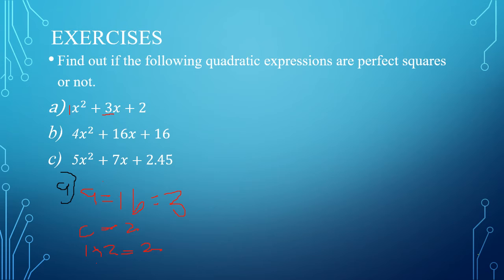What about b over 2? We go to another page. So I said that 3 divided by 2, the answer that you get, you square it. After squaring it, what do you get? You get 9 over 4. So what is 9 over 4? 9 divided by 4 is the same as 2.25.